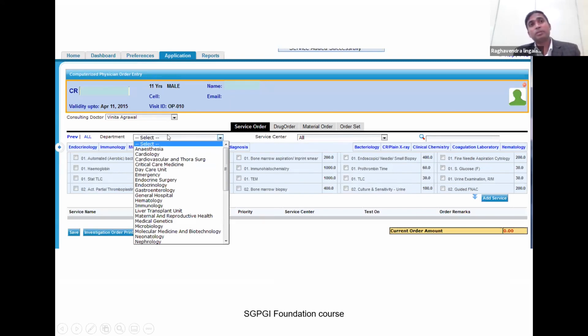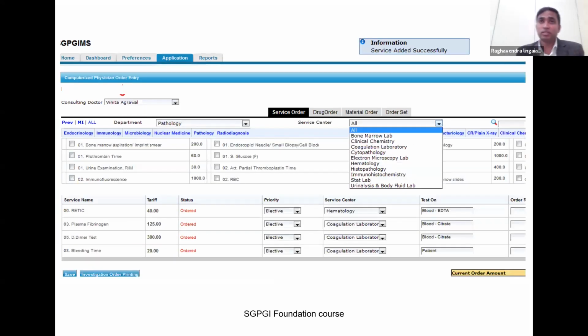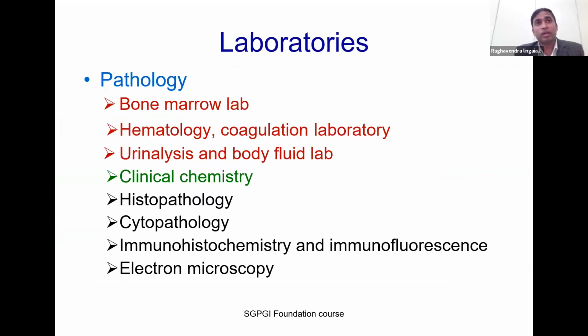There are various departments in SGPGI in which they are doing laboratory investigations. And in each department, there are different service centers in which they do specific testing. For example, in the pathology department, we have different service centers for body fluid analysis, clinical chemistry, hematology, histopathology, cytopathology, electron microscopy and immunohistochemistry, and also for molecular biology.